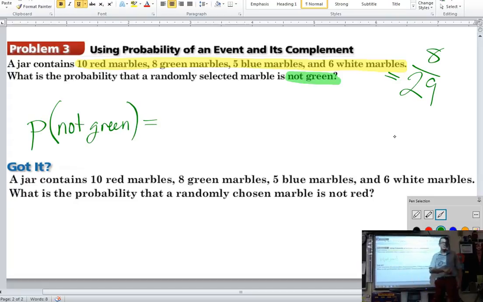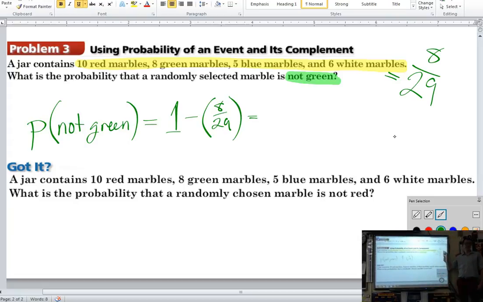The probability of not green is 1 minus the probability of green, which is 8/29ths. So we don't even have to do anything with this, because I can just leave that as a fraction. I can come here and say, okay, well, what's the complementary fraction? 21/29ths. That I could then leave, because that probability can be your answer. Or convert to a decimal.